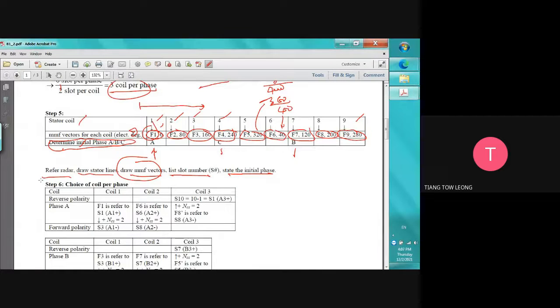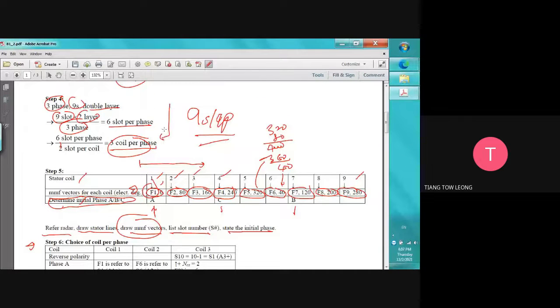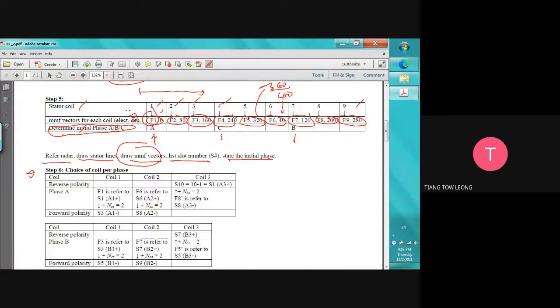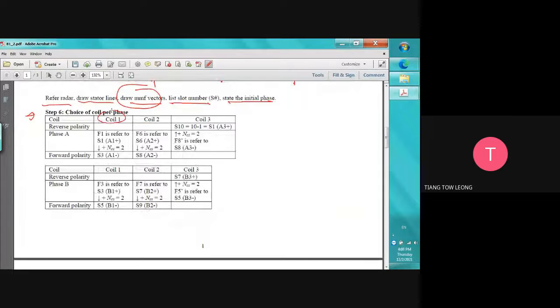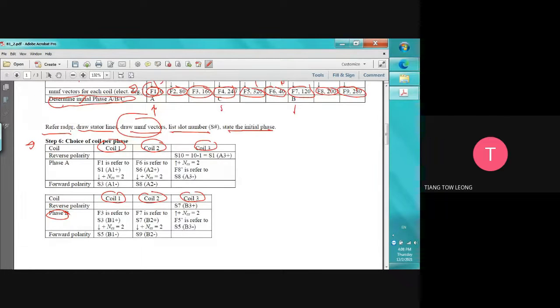Next, we need to go to step 6. We need to choose the coil per phase. So from the calculation here, we know that one phase must have 3 coils or 6 slots. So 3 coils, we have coil 1, coil 2, coil 3 for one phase.